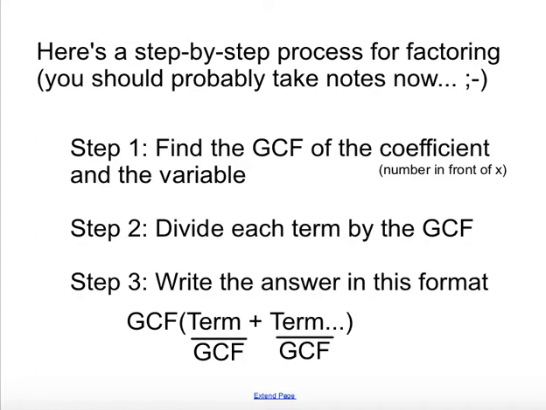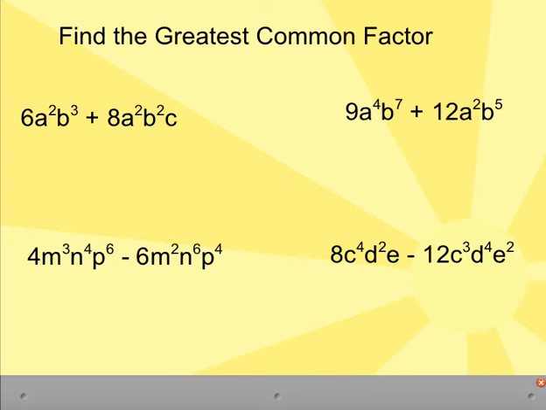We divide each of our terms by the greatest common factor, and then because we don't want to actually change the expression, we multiply it out front, outside of the parentheses, so it looks like this. We have the greatest common factor on the outside, multiplied by what we get when we do the term divided by the GCF plus the term divided by the GCF, and if we have more of those, they would also go in the parentheses.